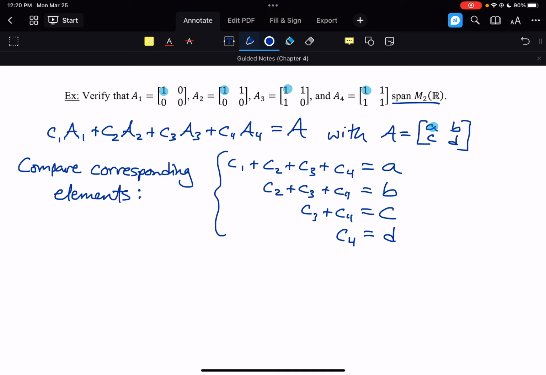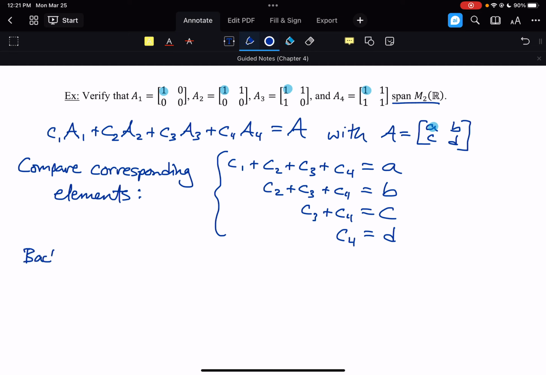Now, the way that this is set up, notice we don't even really need to put this into a matrix and try to solve. Notice this is already in this perfect upper triangular form. We've got essentially the pivots right here. We don't even need to go through that process. We can just do back substitution to find a solution, right? Because we know C4 is D, C3 is C minus C4. So we could solve that for C3, then solve for C2, then solve for C1.